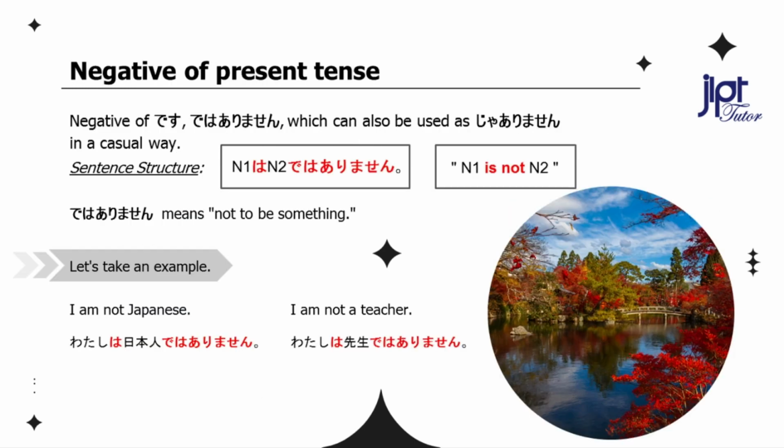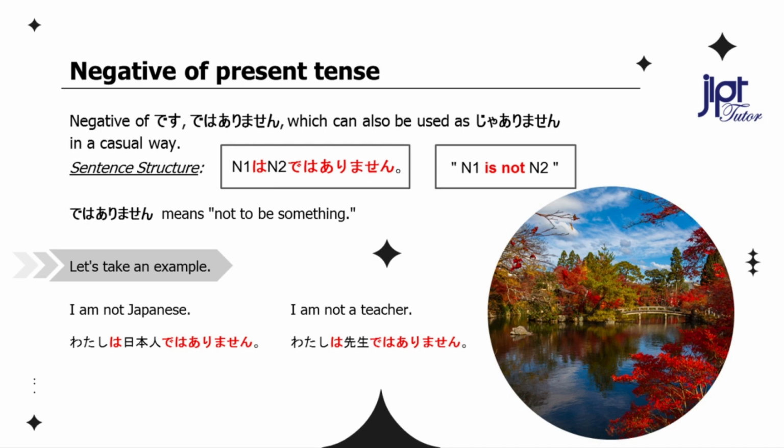Now, let's learn about the negatives of desu. ではありません, which can also be used as じゃありません in a casual way. Sentence structure: N1 wa, N2 ではありません. ではありません means not to be something. N1 is not N2. Particle wa is indicating the topic. For example, I am not an engineer.